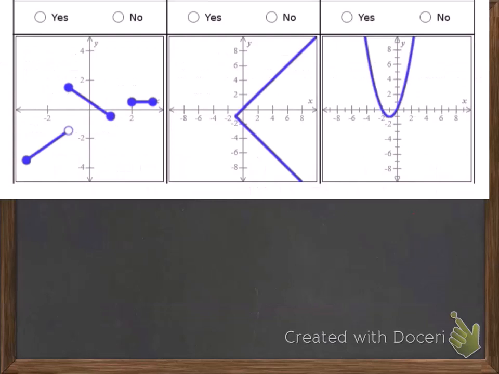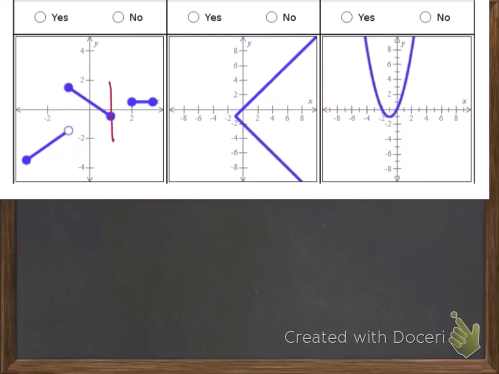Let's keep going. How about this graph right here? Well, you might think if you draw a vertical line here, it passes through the graph at 2 points. But let's look closer. This is a closed circle, which means the function is defined here. But this is an open circle, which means the function is not defined there. Therefore, the function does not violate the vertical line test at that point.